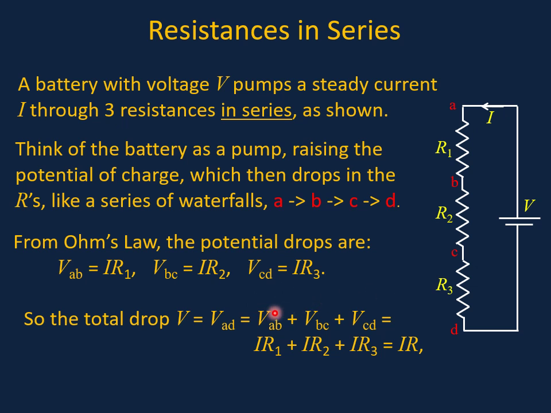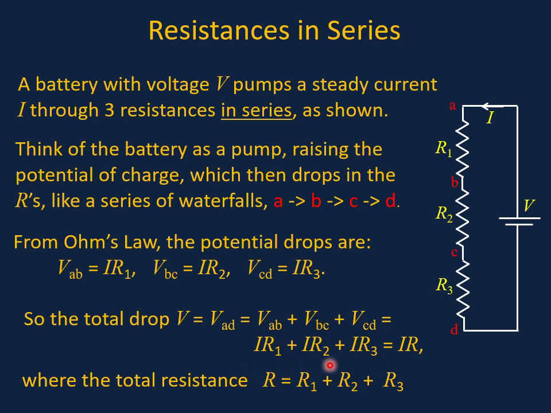And if we substitute Ohm's law into each one of these components of the voltages, we get the relation here, which we will write as I times R, where R is the total resistance. Therefore, the I cancels out on both sides of this equation, and the total resistance R total is simply R1 plus R2 plus R3 for a series combination.